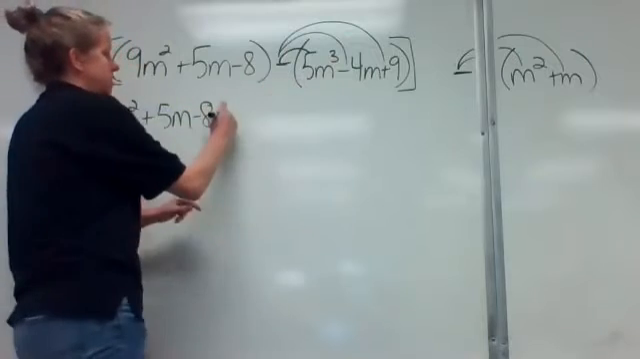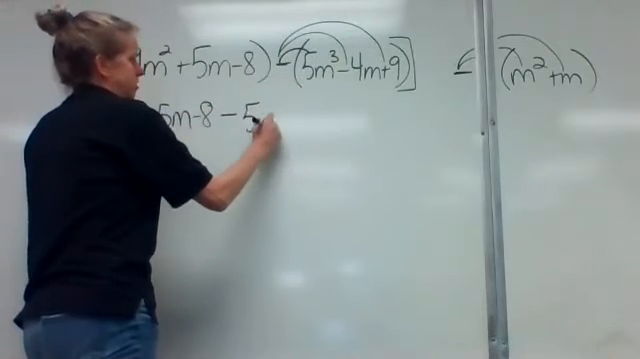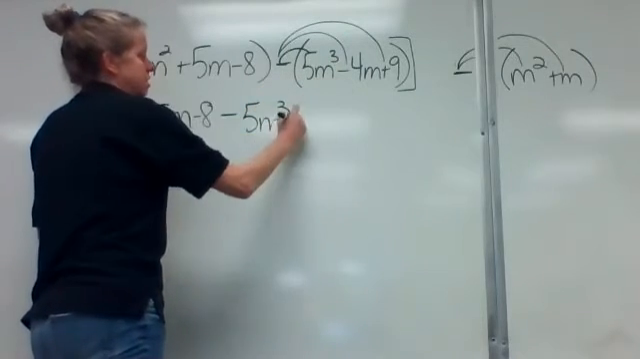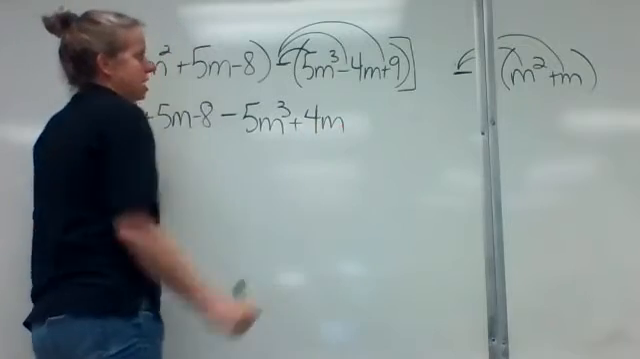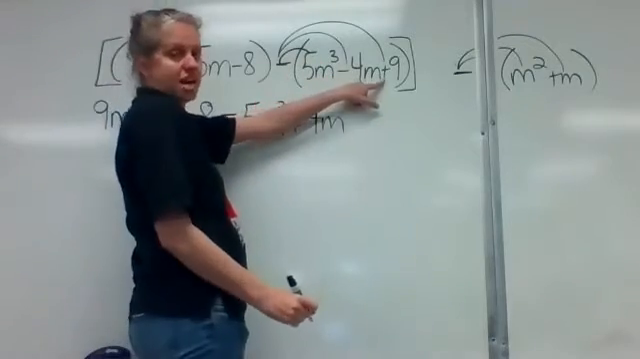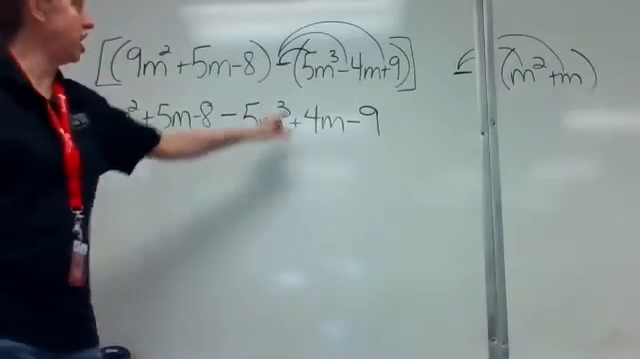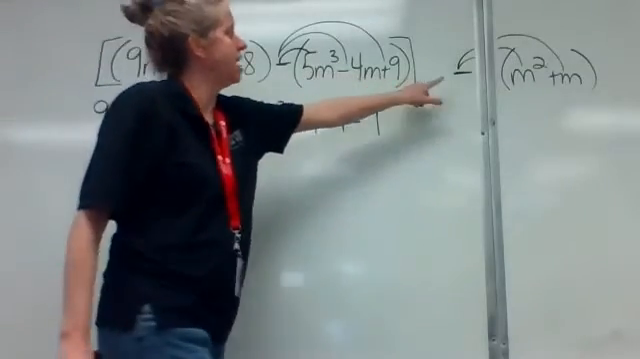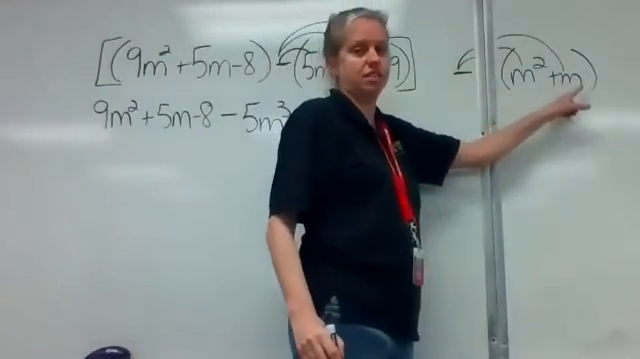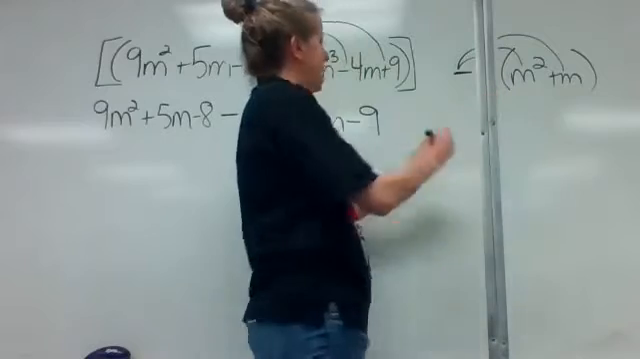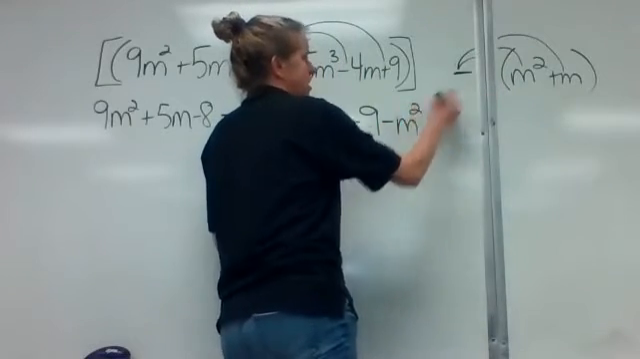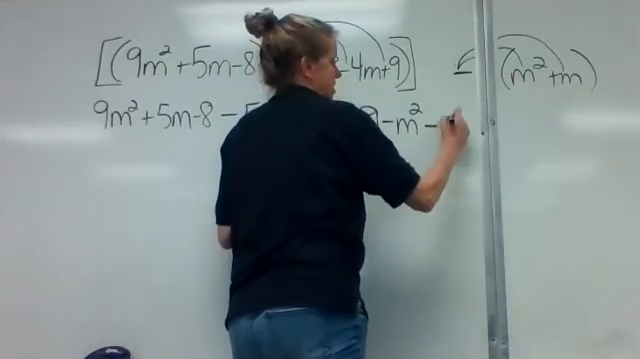So negative 5m to the third plus 4m minus 9. So again, just change all three of those signs. And I'm also going to distribute the negative to these, which makes that a minus m squared and this a minus m.